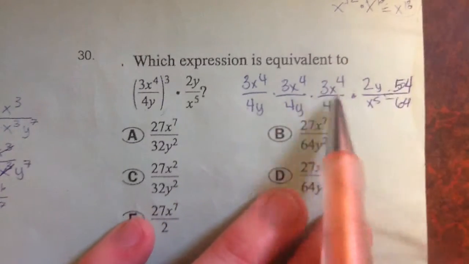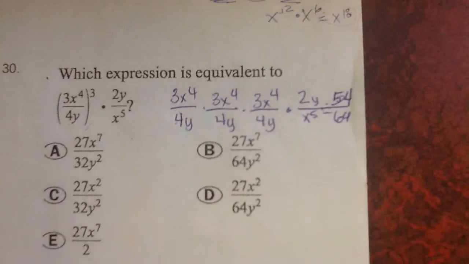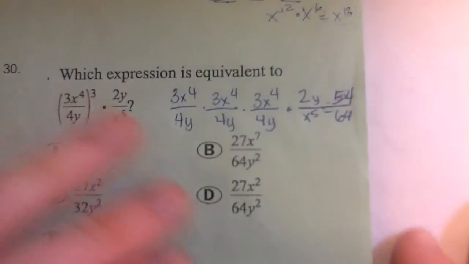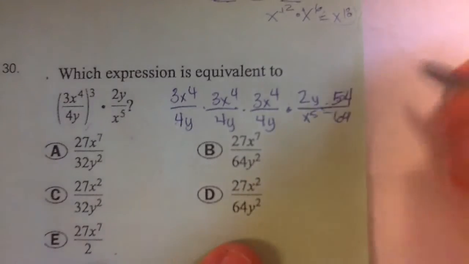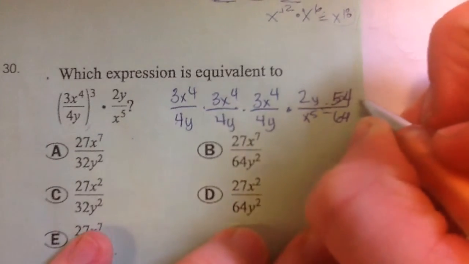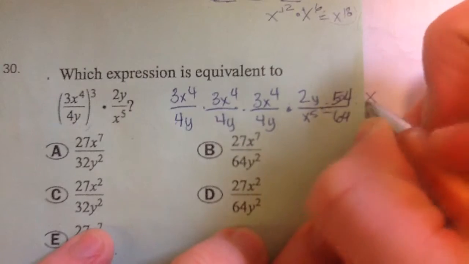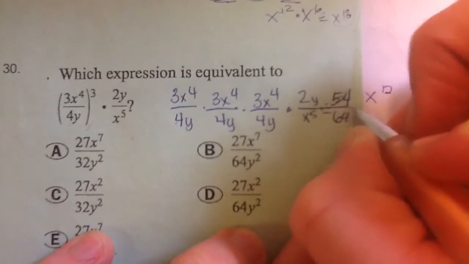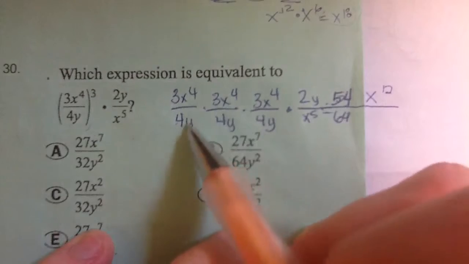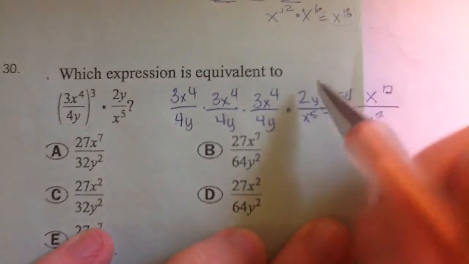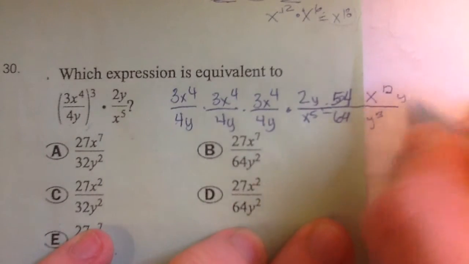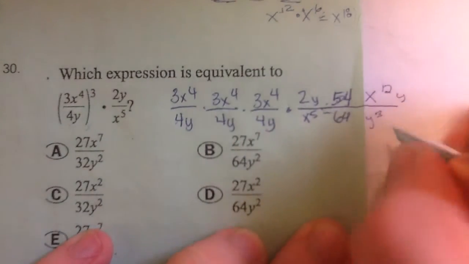Now, I also need to figure out the variables. So, I have 3x, I have x to the 4th, x to the 4th, and x to the 4th. So, I end up with x to the 12th on top. And on bottom, I have y times y times y, which is y to the 3rd. Now let's take care of the other variables. There's a y on the top, and there is 5 x's on the bottom.